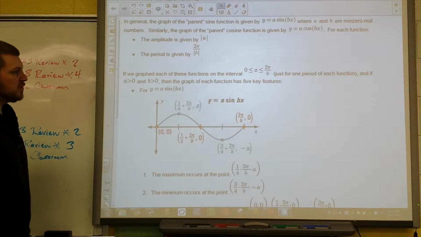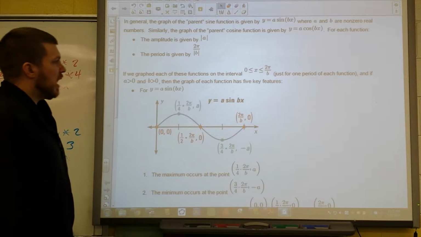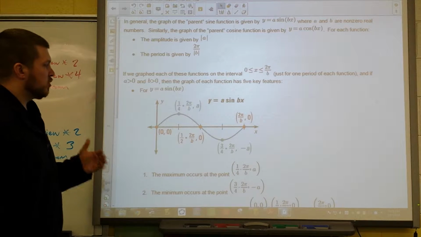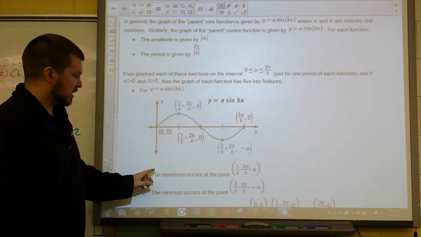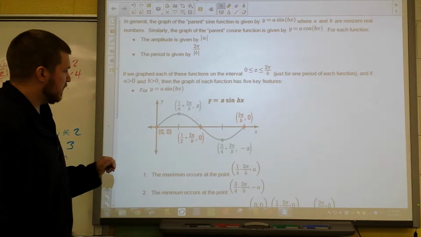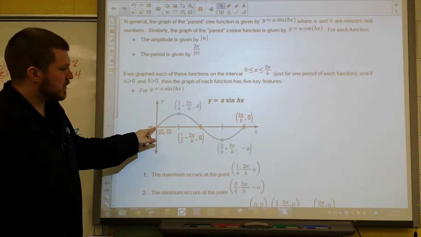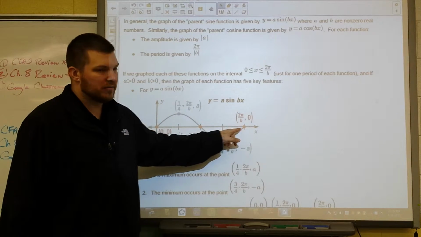If we graph each of the functions on the interval 0 to 2 pi over b, and if a is positive and b is positive, then for each graph we have 5 key features. Now I'm not going to go through each of these because I just wrote them out here, so you can read that on your own, but I do want to point out a couple things. Again, like we just saw, sine always starts its period and finishes one period at y equals 0, so the y value is always 0.